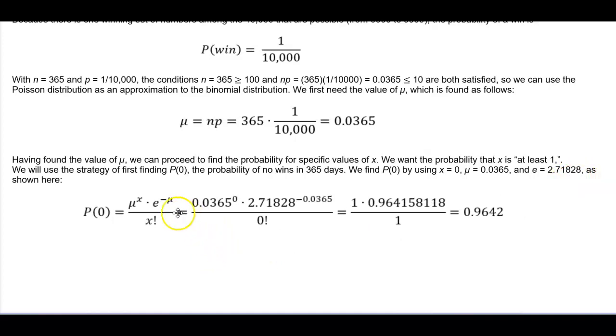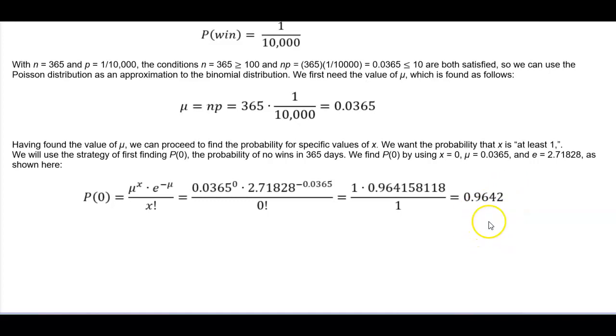So we plug in the value of the mean, which is 0.0365 to the power of 0, times 2.71828 to the power of negative 0.0365, divided by 0 factorial, which is going to equal this: anything to the 0 power is 1, times we get 0.964158118 divided by 1, and then rounding that number to 4 decimal places gives us 0.9642.